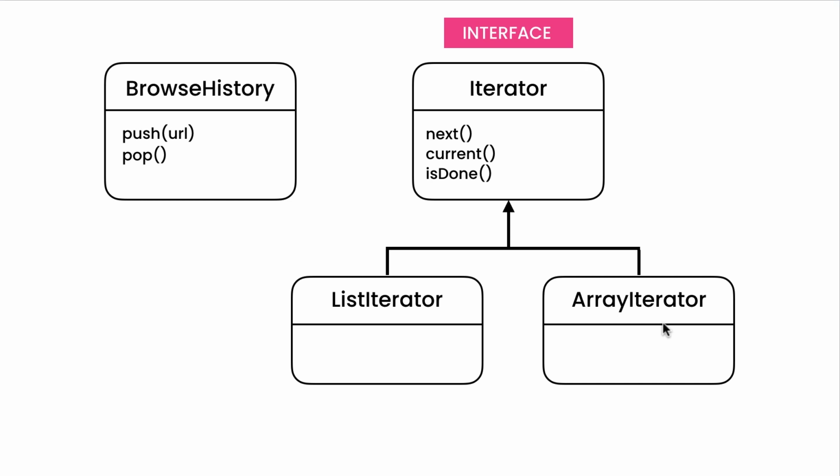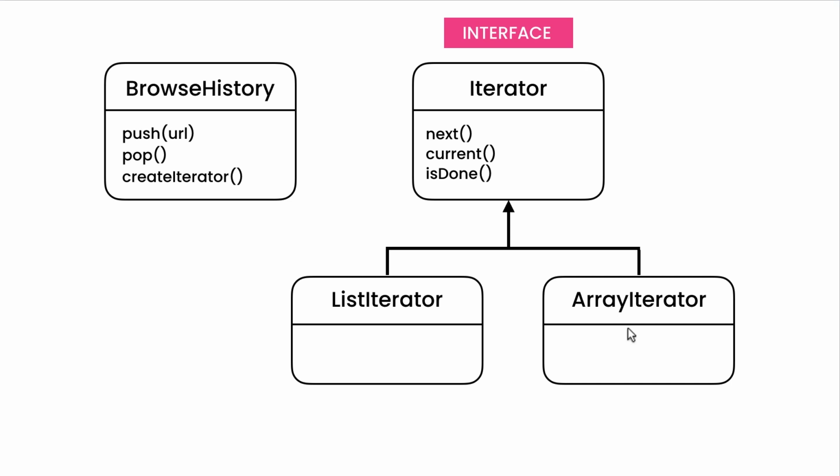Now, to tie all this together, we need to add a new method in the browse history class that is called createIterator. The return type of this method is going to be the iterator interface, but inside this method, we'll return a new instance of one of these types. So if currently we're using a list inside the browse history class, in the createIterator method, we'll return a new instance of the list iterator class. If tomorrow we replace that list with an array, we'll change this method and return a new array iterator.